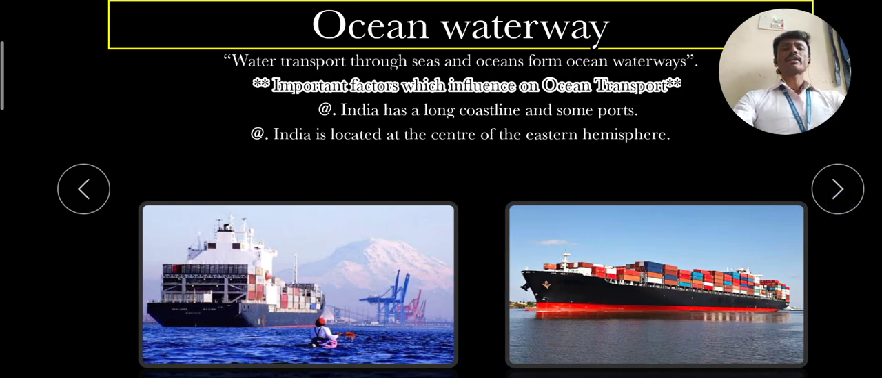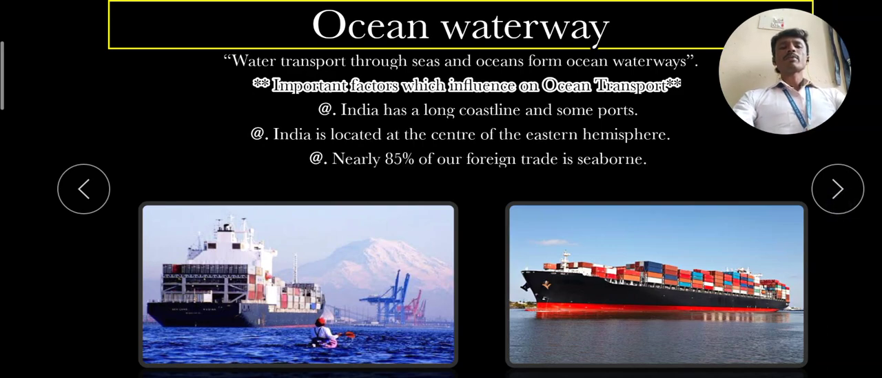And India is located at the center of the eastern hemisphere. Got it? India is located at the center of the eastern hemisphere, and nearly 85% of our foreign trade is seaborne. Mainly, 85% of trade depends on the sea routes only. Only 15% of trade we do through airways, roads, and railways. But nearly 85% of our foreign trade is seaborne.